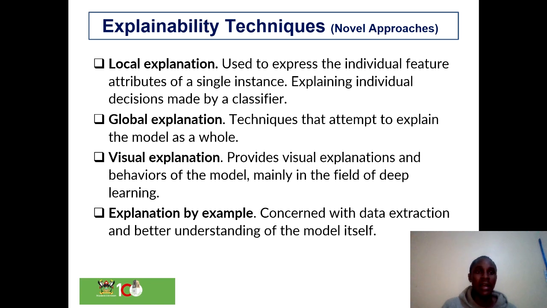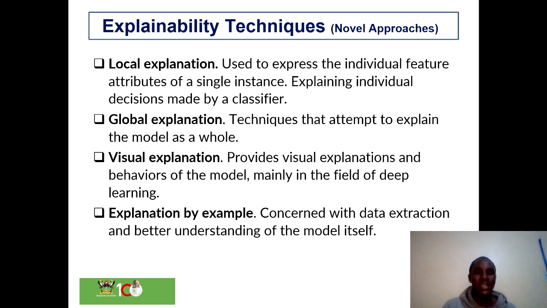And then another type of technique includes the local explanation. And this is used to express an individual feature for a particular instance. So it's like explaining individual decisions made by a classifier. Think of it like you have a classifier that takes in multiple inputs, and then you need to be able to come up with an explanation for how the classifier makes a decision on every input. So that's the local explanation.